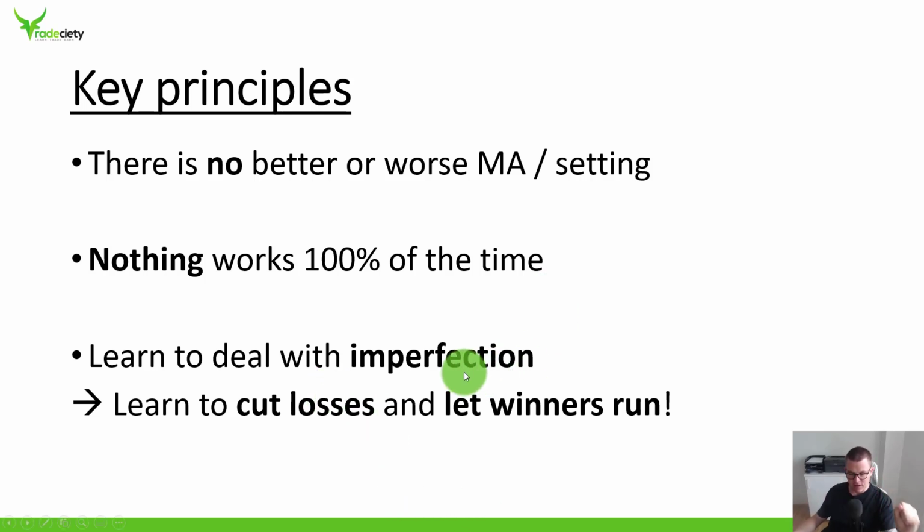Learn to deal with imperfection. I said it so many times, don't try to find something that works 100% of the time. You will never find it and you will just be frustrated all the time. And instead, cut losses, let winners run. Learn to cut losses, learn to let winners run, which is way, way more important than trying to find something that works all the time. You will never find it. You will jump from moving average to moving average, from time frame to time frame, and you will always be just chasing your own tail. One of the most important things that you have to understand as a trader.